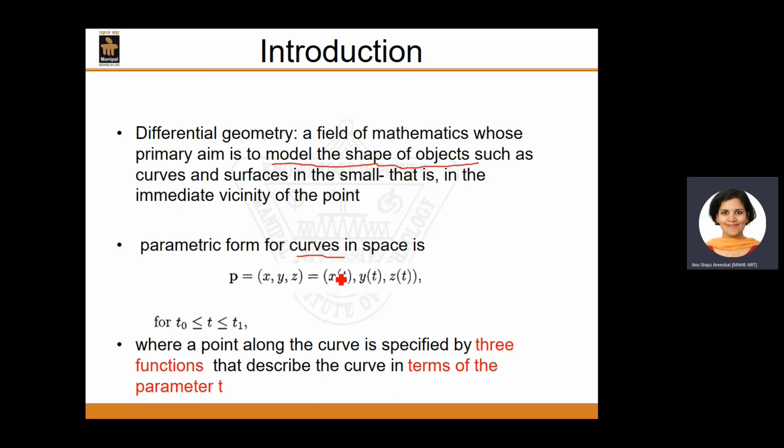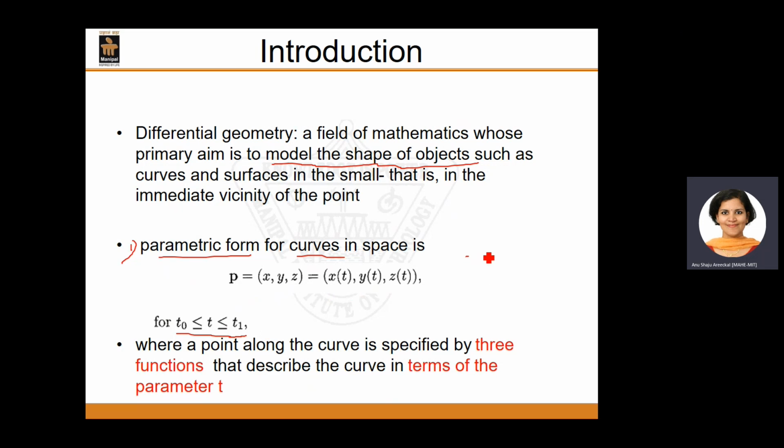When it comes to curves, you can represent curves in different forms or ways. First is the parametric form. In the parametric form, this is how you express it: P = (x, y, z) = (x(t), y(t), z(t)). So there is only a single parameter t for a curve by which you can represent the shape of the curve, by varying the value of t within, let's say, t0 to t1.